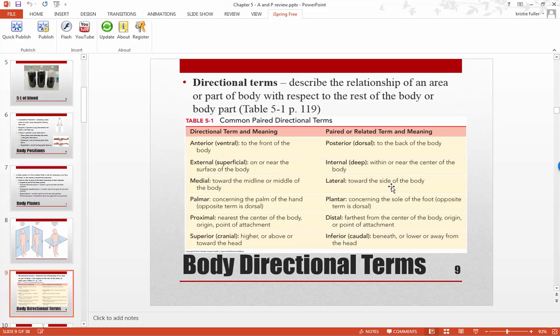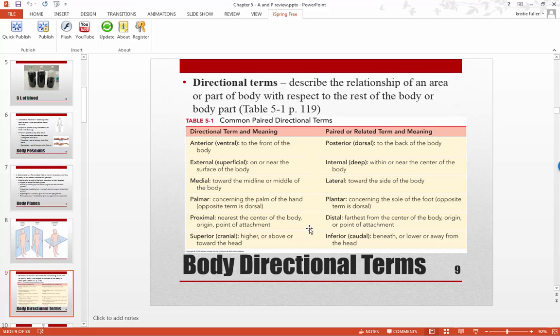For instance, one I've talked about in the lab is these two right here, proximal and distal. Proximal means nearest the center of the body, origin, or point of attachment. Distal means farthest from the center of the body, the origin, or point of attachment. In phlebotomy, we're usually talking about where to draw in relation to a bruise or an injury. If you've got a bruise in the arm, we draw distal to the bruise. On the arm, we're talking not so much about distance from the center of the body, but rather the point of attachment.